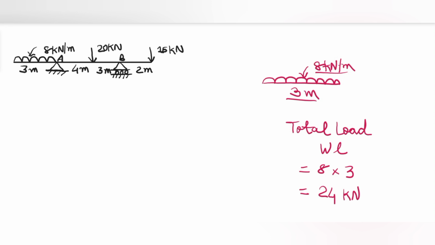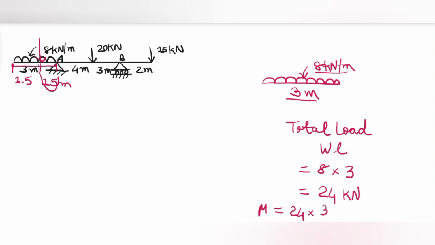I can show this 24 kilonewton load as a point load. This will act at the center of the span, which is the center of this 3 meter length. This 24 kilonewton load will act there, which is I can say this much is 1.5 meter and this much is 1.5 meter. So at the center of the 3 meter span, a 24 kilonewton load will act.